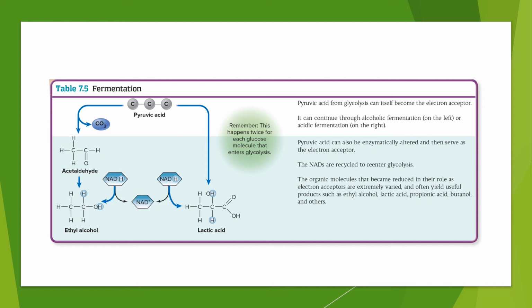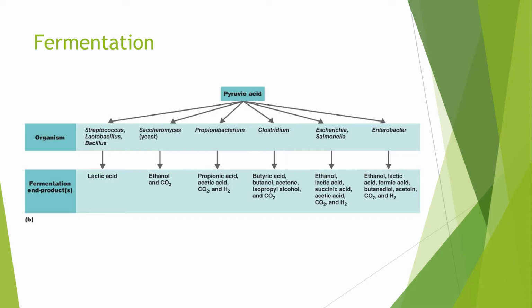So let me show you a table with other products if bacteria go through the fermentation process. Right here, this is showing you that the bacteria would go through the glycolysis pathway and produce the pyruvic acid. Once the pyruvic acid is produced, depending on the strain of the bacteria we are talking about, different products can be produced, okay?